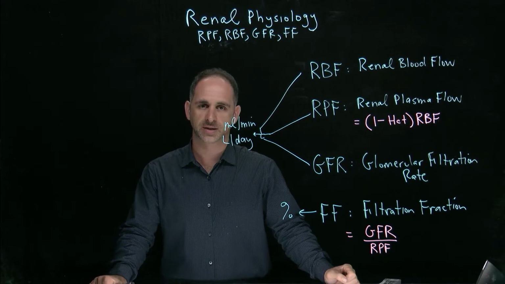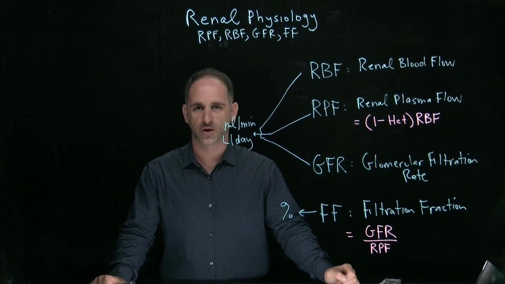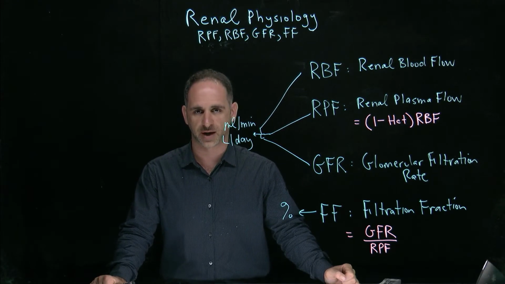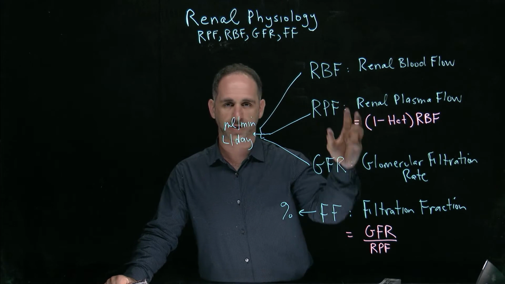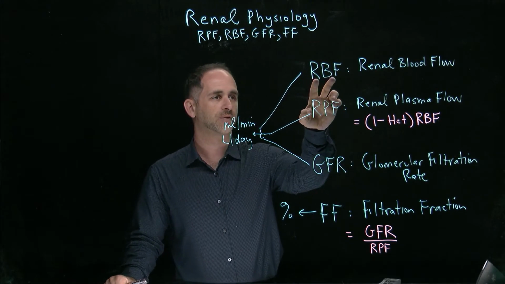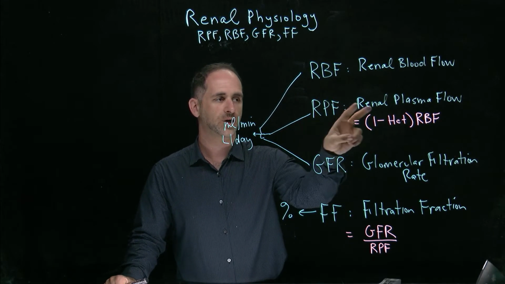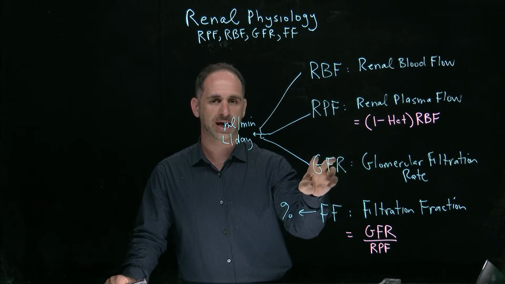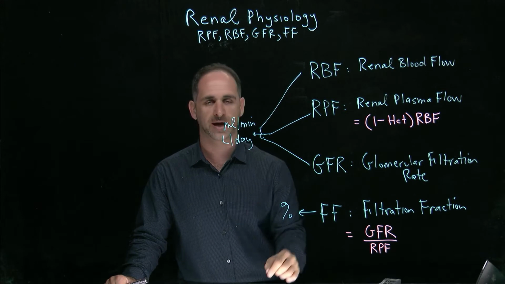Hi, we're going to discuss the renal plasma flow, renal blood flow, glomerular filtration rate, and filtration fraction briefly. So you can see over here we have the abbreviations. We have the renal blood flow, RBF, renal plasma flow, RPF, glomerular filtration rate, GFR, and filtration fraction, FF.